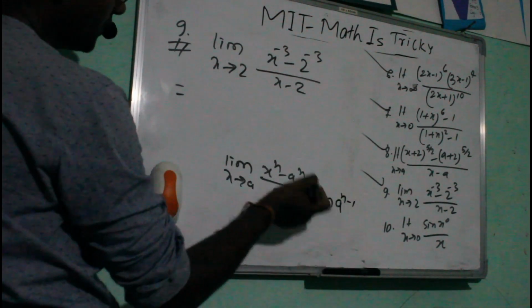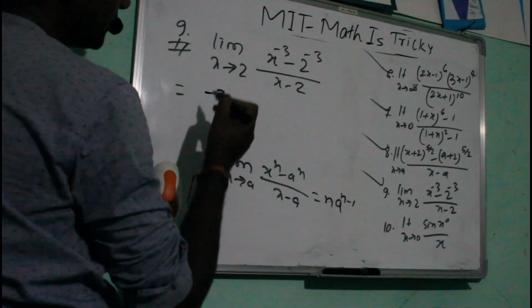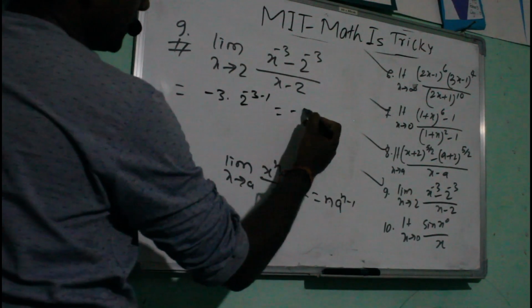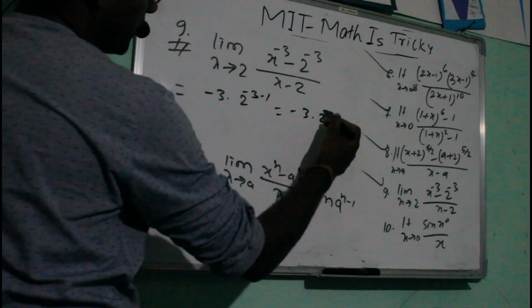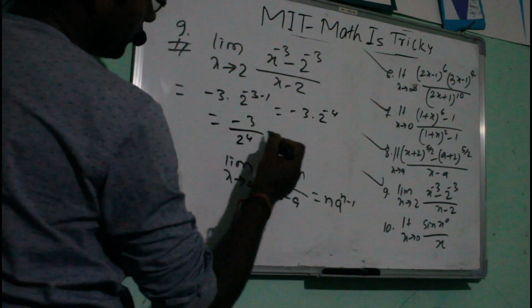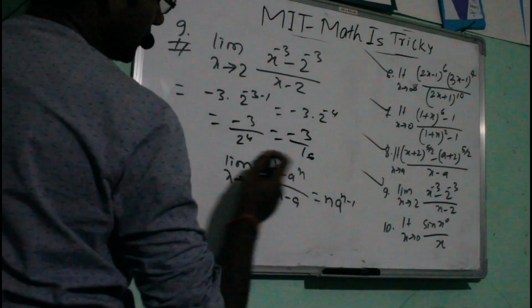So let's use the formula. According to this formula, we will have minus 3 and then 2 power minus 3 minus 1. So what's the answer? Minus 3 into 2 to the power minus 4. So the answer will be minus 3 by 2 power 4, so minus 3 by 16. That's your answer.